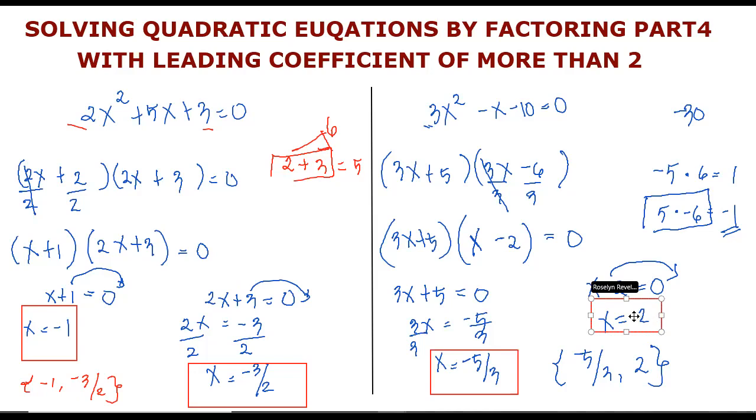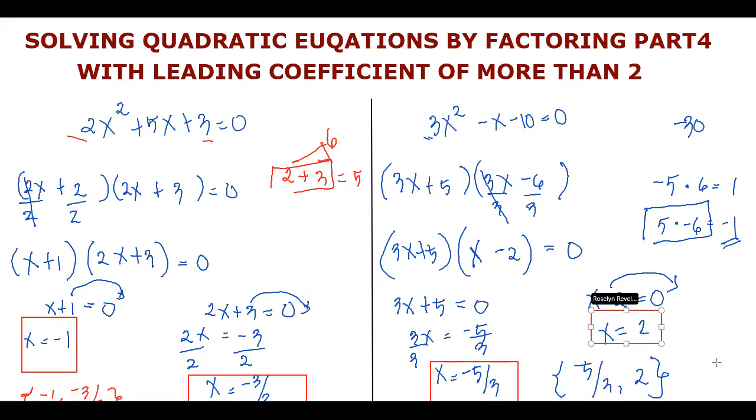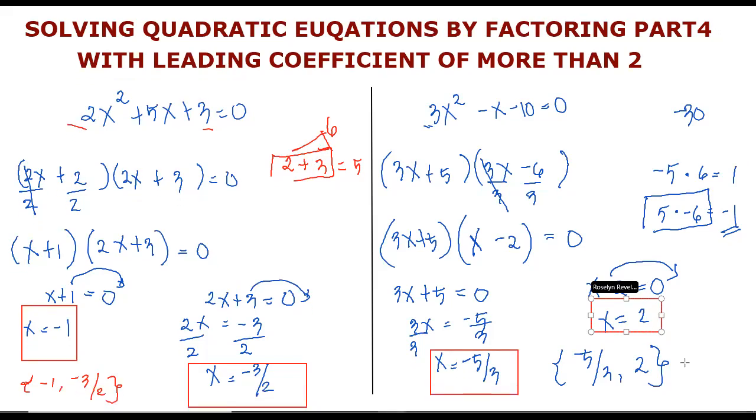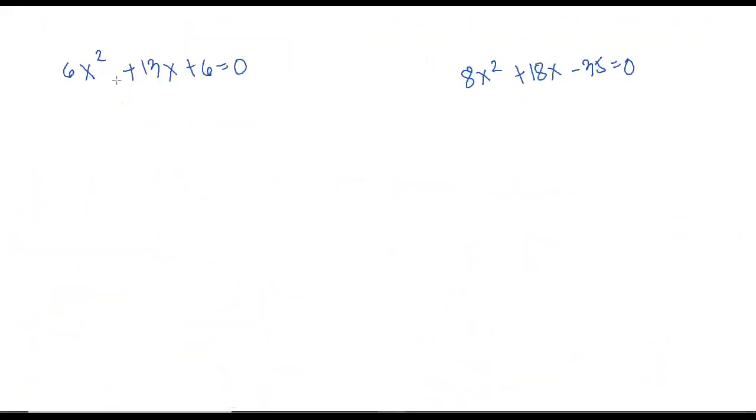Do you want more examples po? Okay, so now let's proceed to another set of examples. So we have 6x squared plus 13x plus 6 is equal to 0. Okay? Sana hindi pa rin po kayo nalilito. So we have 6x squared plus 13x plus 6 is equal to 0. What is the first thing we need to consider?